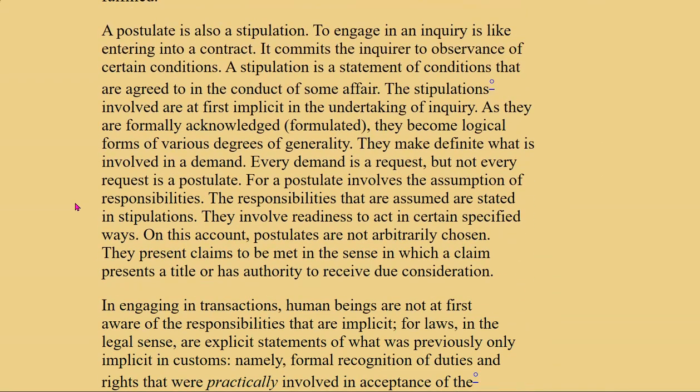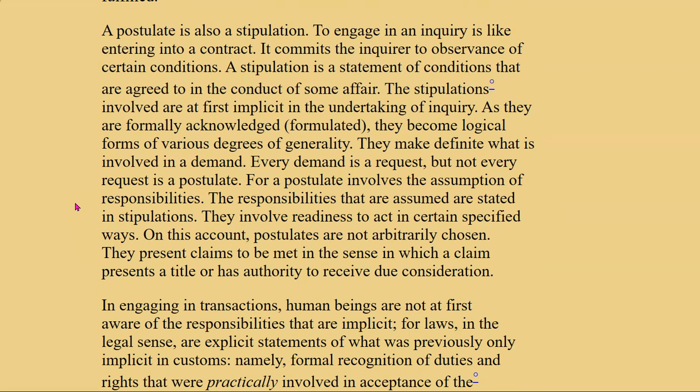The next paragraph. A postulate is also a stipulation. To engage in an inquiry is like entering into a contract. So here's another metaphor that Dewey is going to give for understanding how logic works in relation to inquiry. So contracts. Think of it maybe as a contract. The postulation commits the inquirer to observance of certain conditions. A stipulation is a statement of conditions that are agreed to in the conduct of some affair.